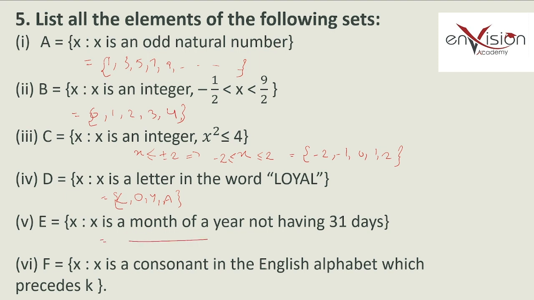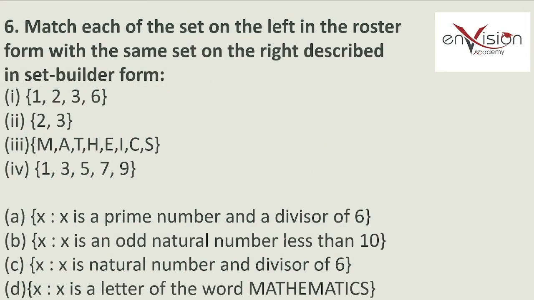X is a consonant in the English alphabet which precedes K. Means the consonants that come before K in the English alphabet, you have to write them. So it will be B, then C, then D, then F, then G and H. J also. These are all the letters that are consonants and which precede K.